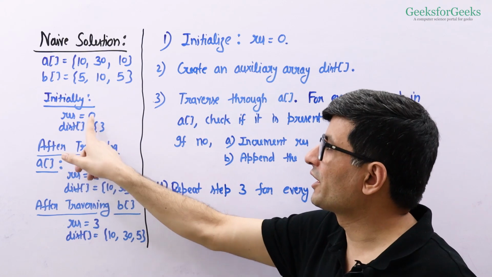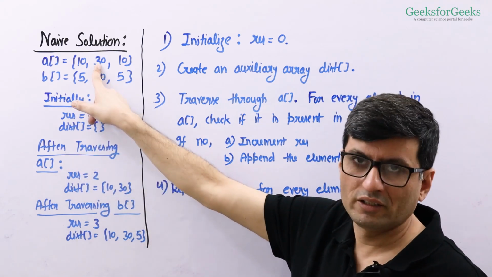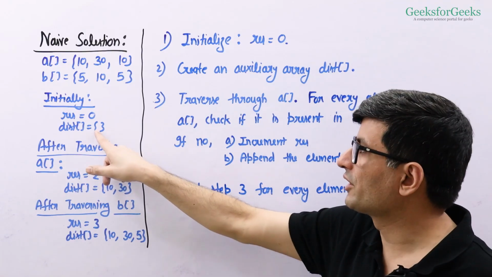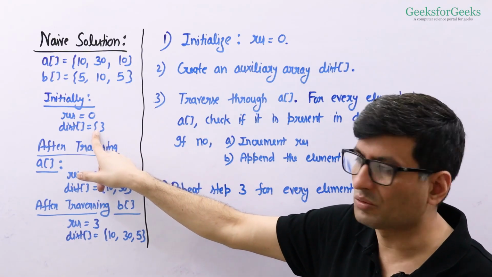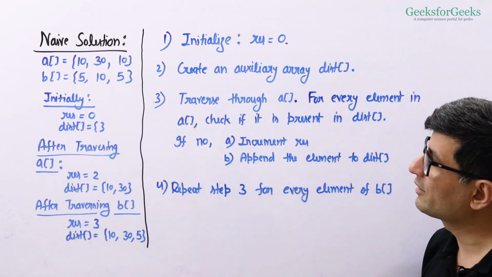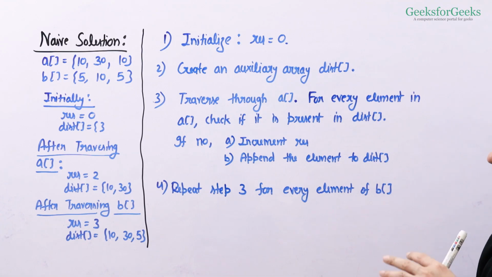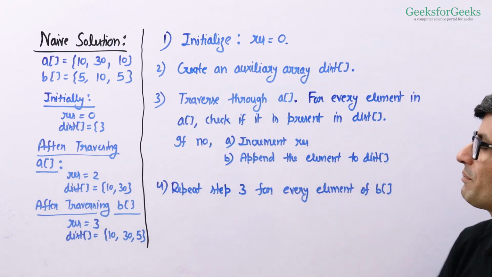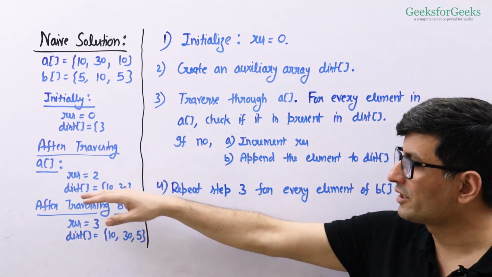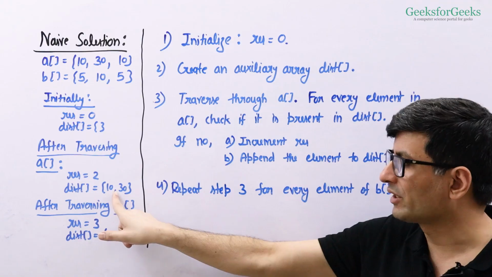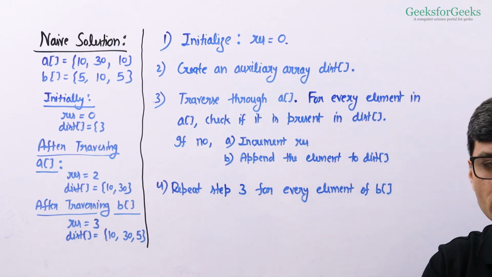So 10 is inserted here, result becomes 1. Then 30, it's not there in the distinct array, we insert it into the distinct array and increment the result to 2. Then 10 is present in the distinct array, so we are going to keep the result as 2 and we are going to keep the distinct array as 10, 30. So after we have processed the array A, our result is going to be 2, and our distinct array is going to contain 10, 30, the distinct elements of array A.